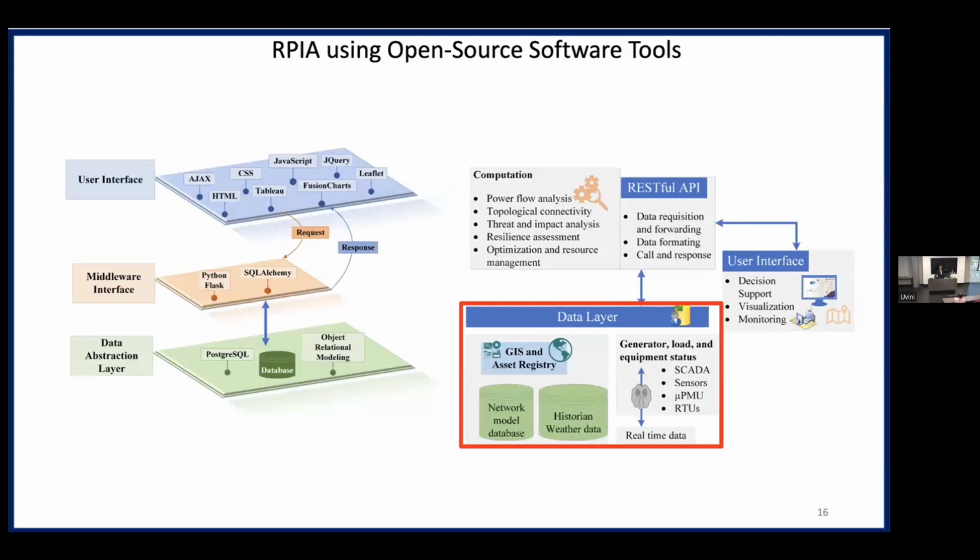Just like any other software, RPA also has a front end and a back end. The back end is the one that I was talking about, but the front end is also important. So we developed a user interface, a middleware interface, and a data abstraction layer. It's all done by students to develop a prototype. As you can see here, we are using Python, Flask, SQLAlchemy, and a bunch of other software with Java-based visualization.